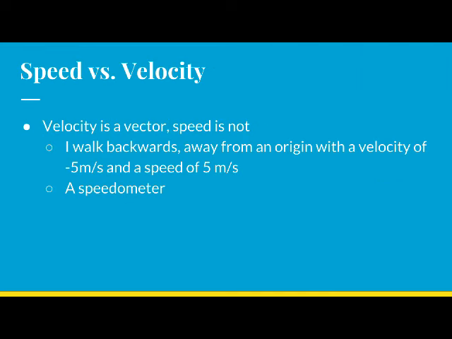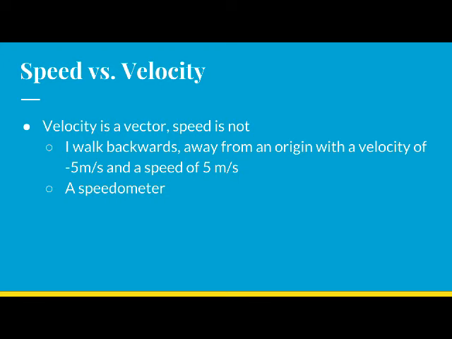Okay, so speed versus velocity. Some of you have talked about this, some of you have had these ideas already, but the difference between speed and velocity is that velocity is a vector. Speed is not. Okay, so velocity has direction. So if I walk backwards away from an origin with a velocity of 5 meters per second, my velocity will be negative 5 meters per second, but the speed will still be 5 meters per second. So speed is just the magnitude of how fast you're going, and velocity also has a direction.